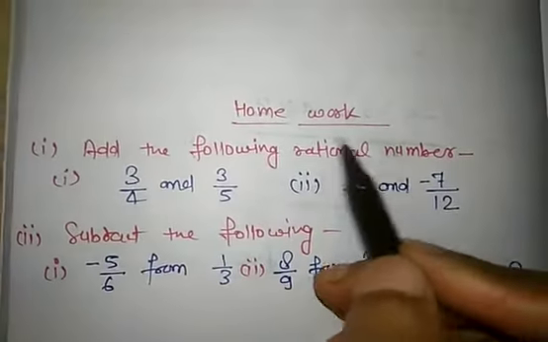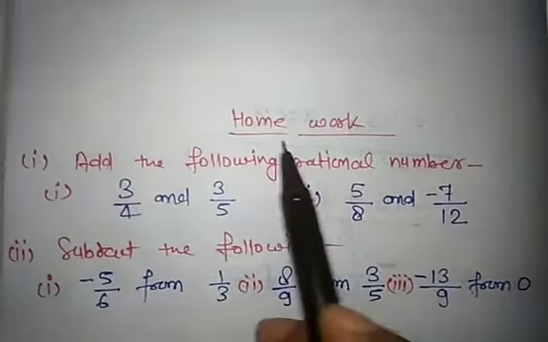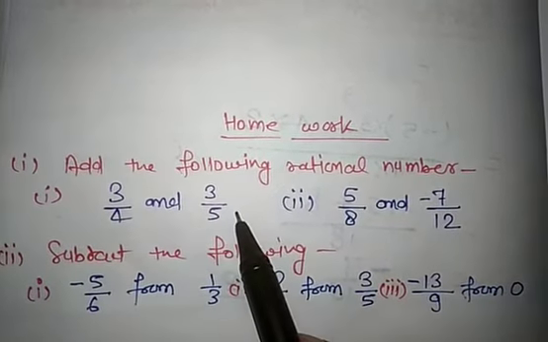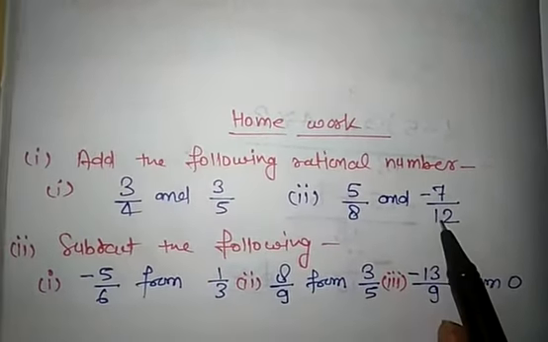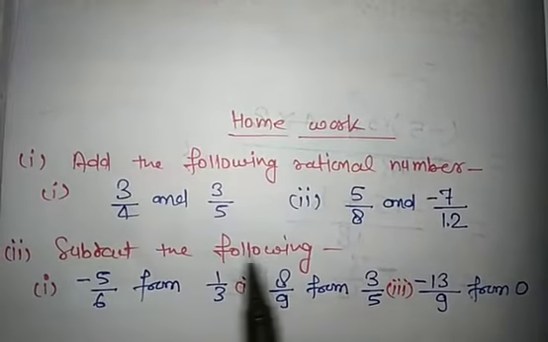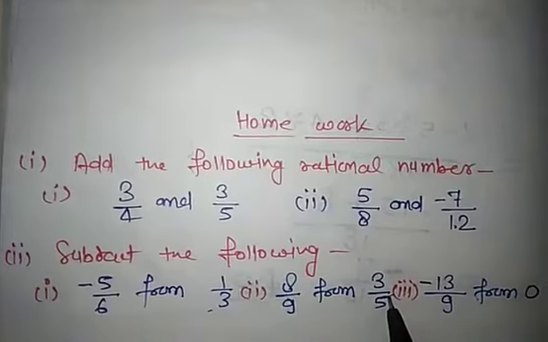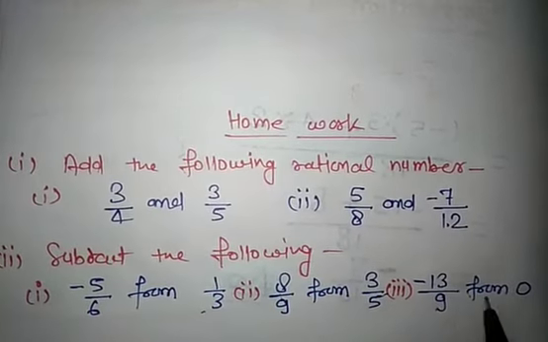This is homework, try to solve this. Add the following rational numbers: 3 by 4 and 3 by 5, 5 by 8 and minus 7 by 12. Subtract the following: minus 5 by 6 from 1 by 3, 8 by 9 from 3 by 5, and minus 13 by 9 from 0.